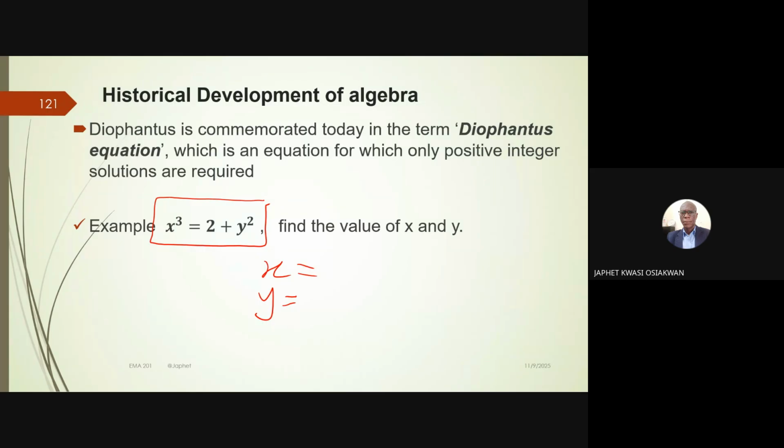Yes, what's the value of X and Y? You want the equation to balance. X cubed is equal to 2 plus Y squared. What will you put for X and Y so that it will balance? The left-hand side will be the same as the right-hand side.